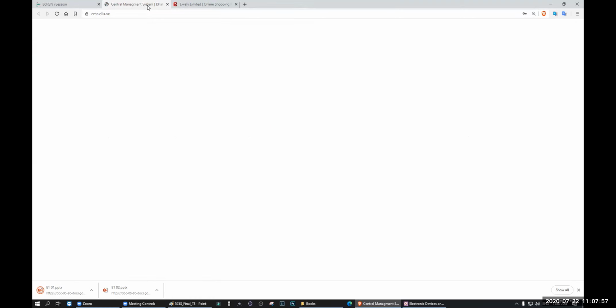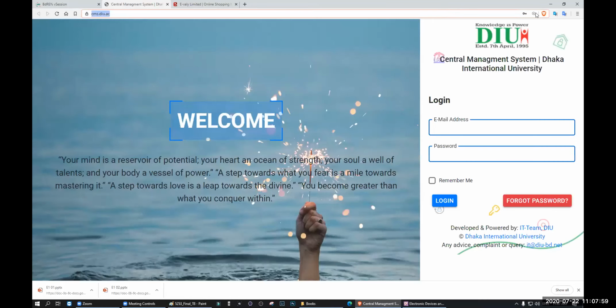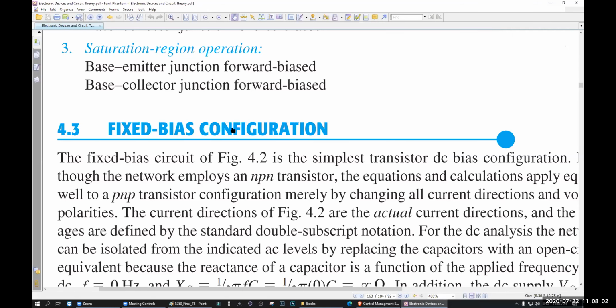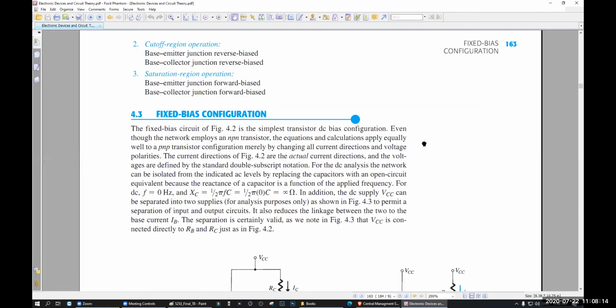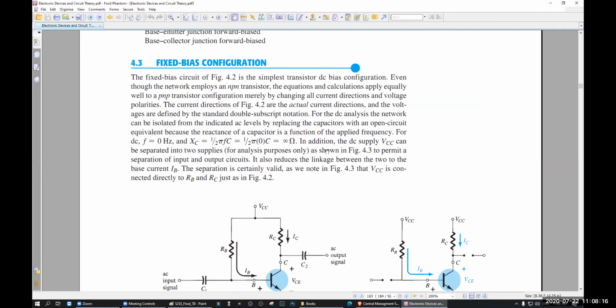Now, we have 4 different techniques of configuration of the DC biasing. Number 1, fixed bias. Number 2, emitter bias. Number 3, voltage divider bias. Number 4, biasing with voltage feedback. But the most common one is the fixed bias, then emitter bias, then voltage feedback, or voltage divider bias. Those are the most common ones.